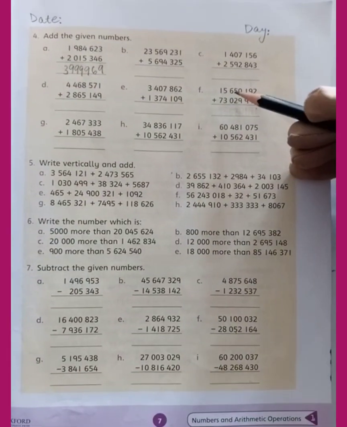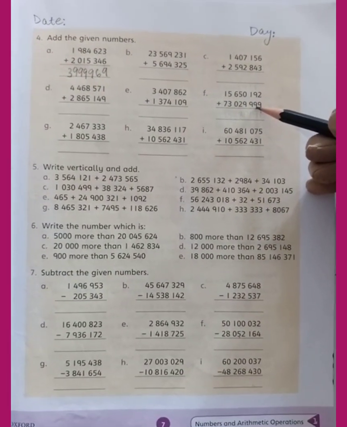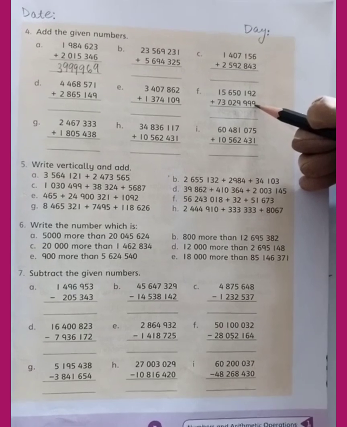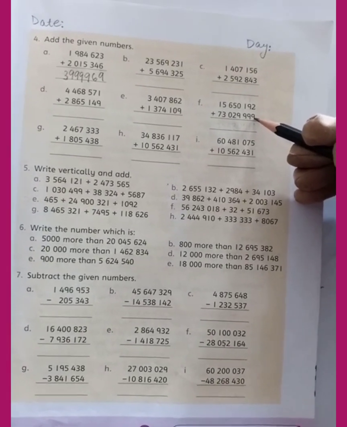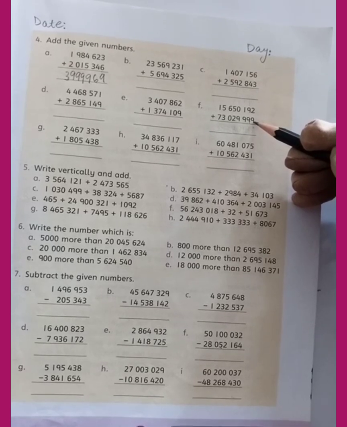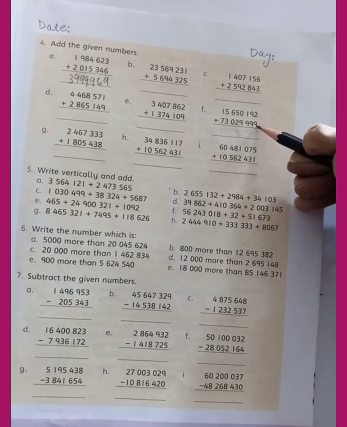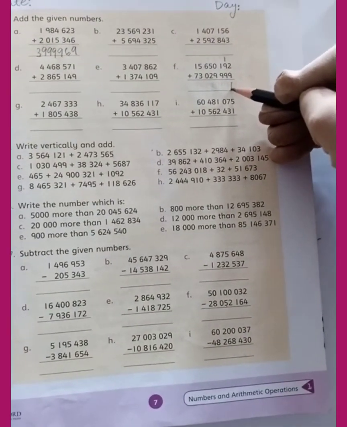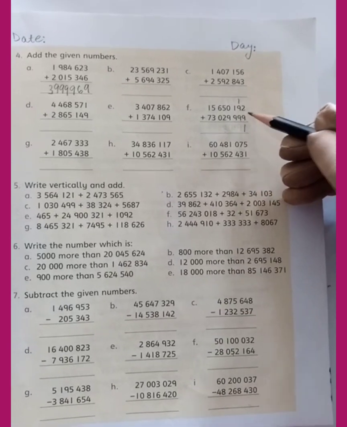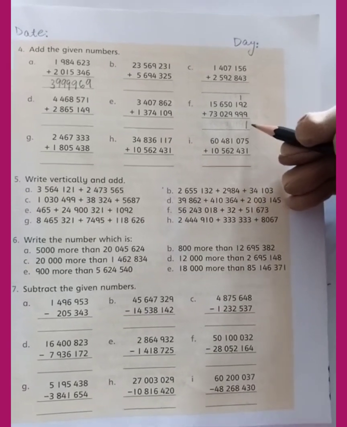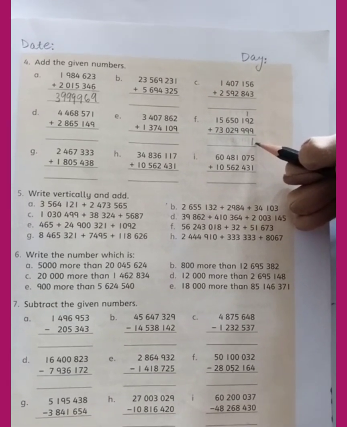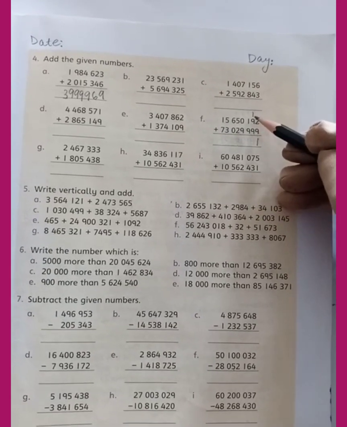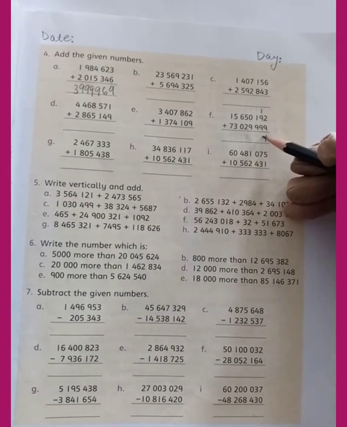Students, part F. To add these two numbers, now we will start adding them from the ones place. So 2 plus 9 equals 11. But we cannot write two digits in the answer. So we need to regroup 11 into 1 tens and 1 ones. Students, in simple terms, carry 1 to the tens place and write 1 in the ones place. Now let's add the digits at the tens place. 9 plus 9 plus 1 equals 19.